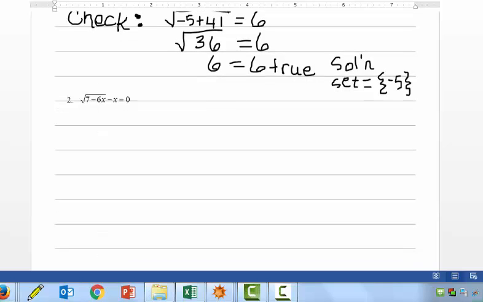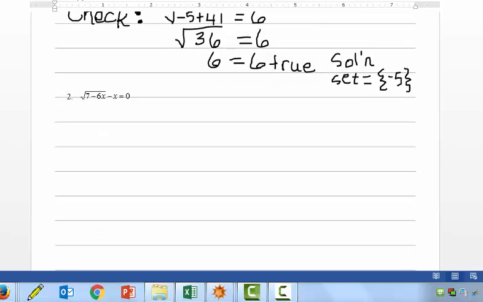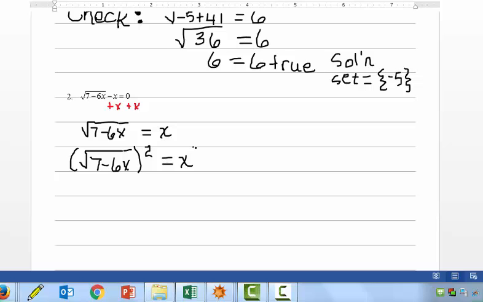All right, now in this case, I need to isolate the radical. I'm going to do that by adding x to both sides of the equation. That gives me square root of 7 minus 6x equals x. The index of the radical is still 2, so I'm going to raise both sides of the equation to the second power. And I get 7 minus 6x equals x squared.